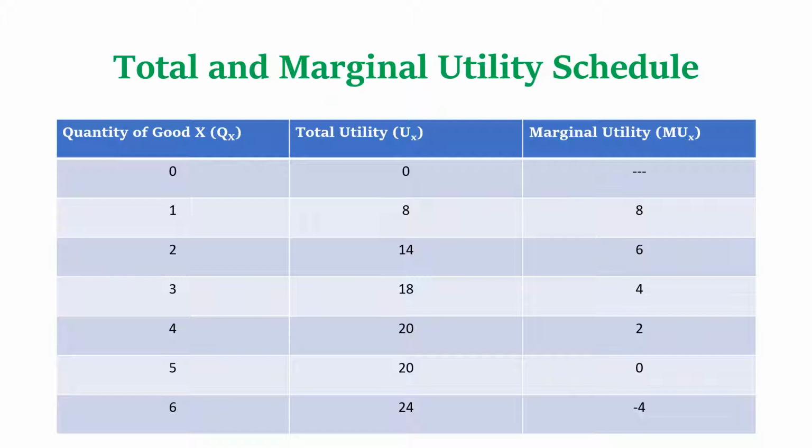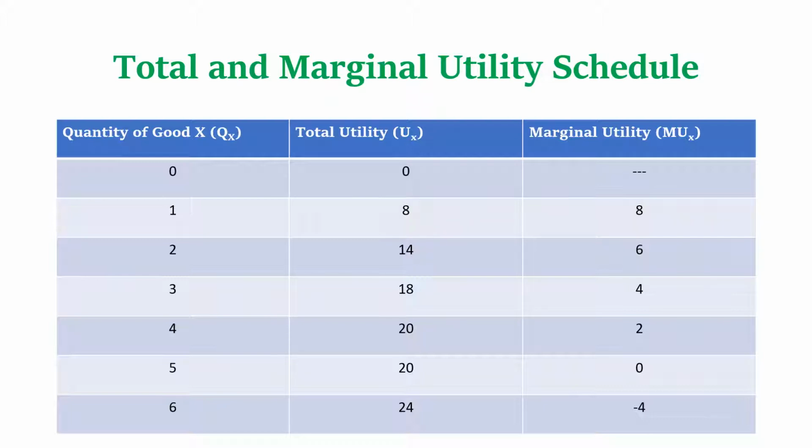Again, it is just 14 minus 8, which is delta U, over 2 minus 1, which is delta X. Delta X is 1, and 14 minus 8 is 6. So 6 over 1 is just 6.